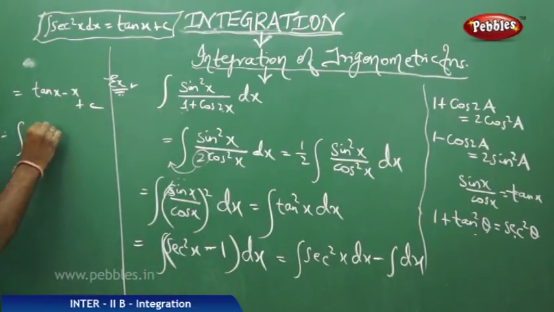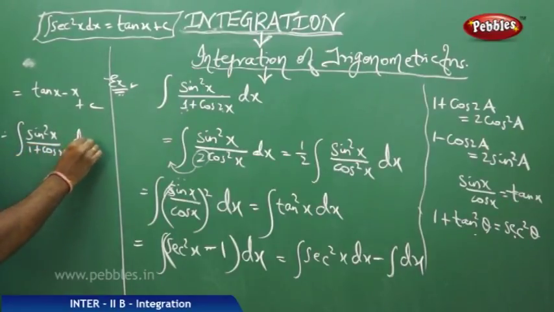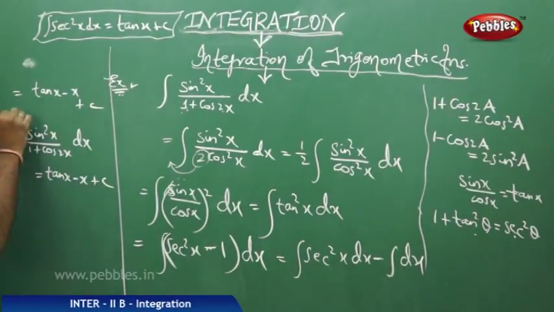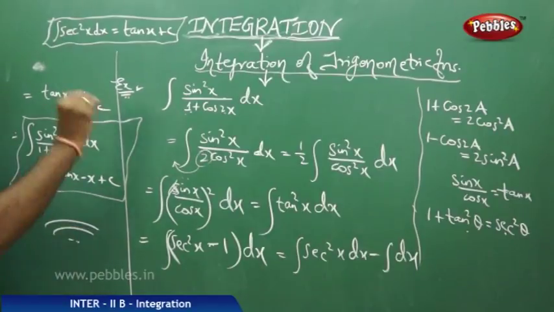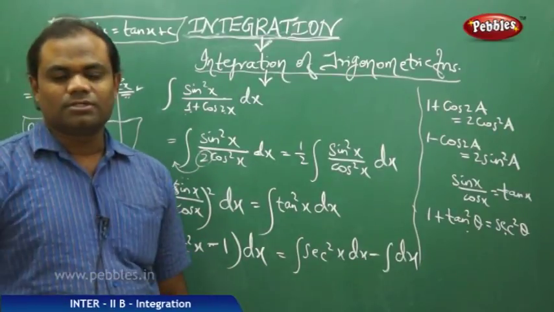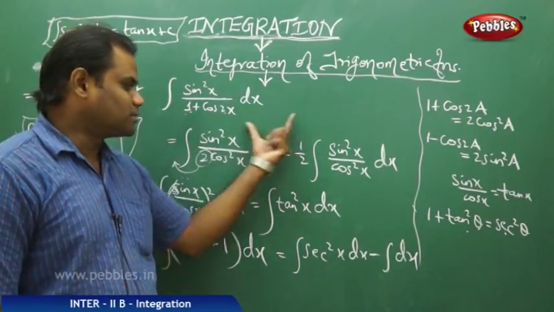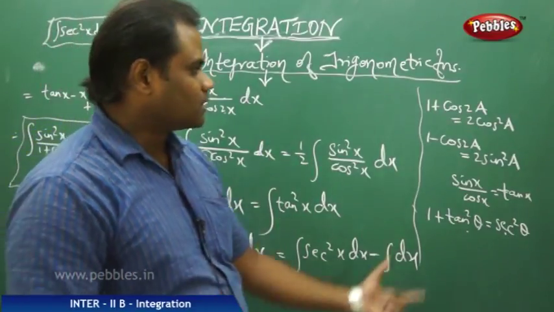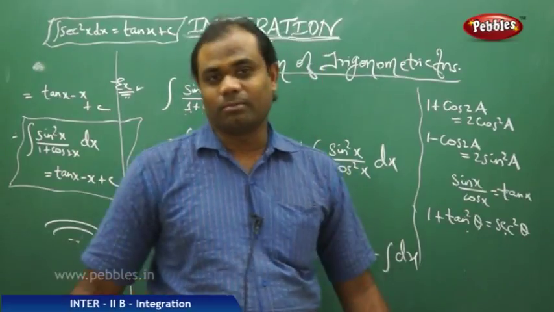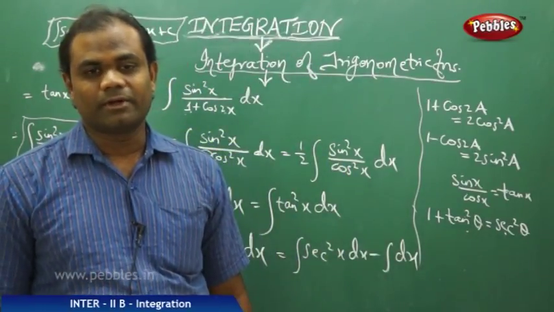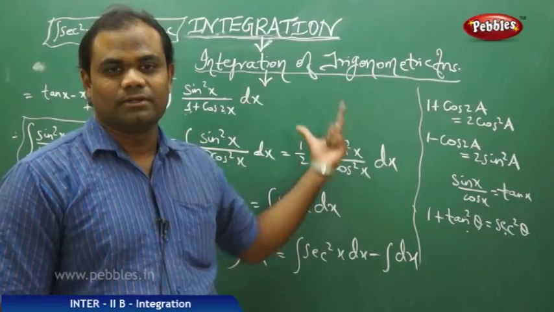Therefore, integral of sine square by 1 plus cos 2x dx is tan x minus x plus c. So this is how the trigonometric functions are integrated using the respective formulae we have in trigonometry. Trigonometric functions connected with integration.